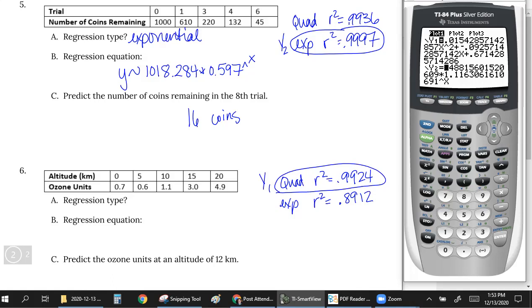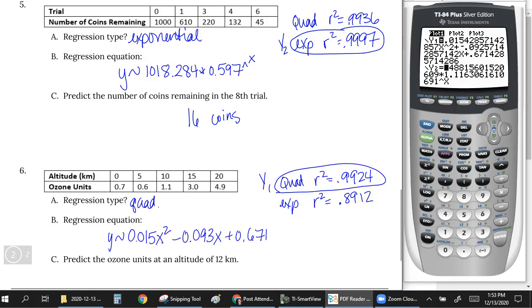Let's copy down our quadratic regression. So again, we're going to use our quad reg. And our regression was that y is approximately, again, I'm just going to use 3 decimal places, so 0.015x squared plus a negative, so that's really minus 0.093x plus 0.671.